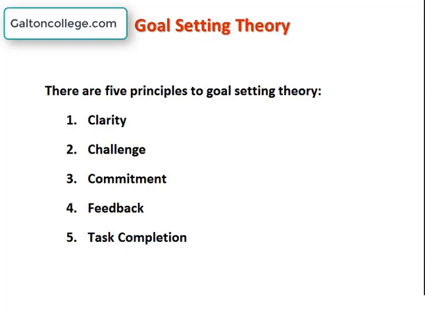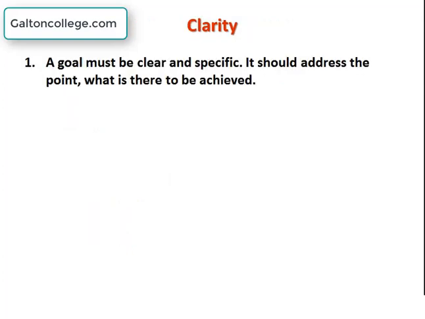We'll start with clarity. A goal must be clear and specific. It should address the point and it should indicate what needs to be achieved. So clarity, it must be clear to the workers what they are aiming at. It must be clear what they're trying to achieve. There must be clarity of thinking. The employees should have a single-mindedness in achieving the goal. But to do that, they should be clear about what the goal is.